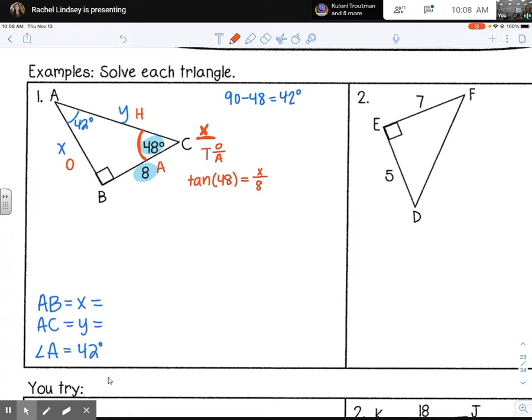And then to solve, I'm going to multiply both sides by 8. And what's 8 times tangent 48? 8.9. So X, or AB, is 8.9.